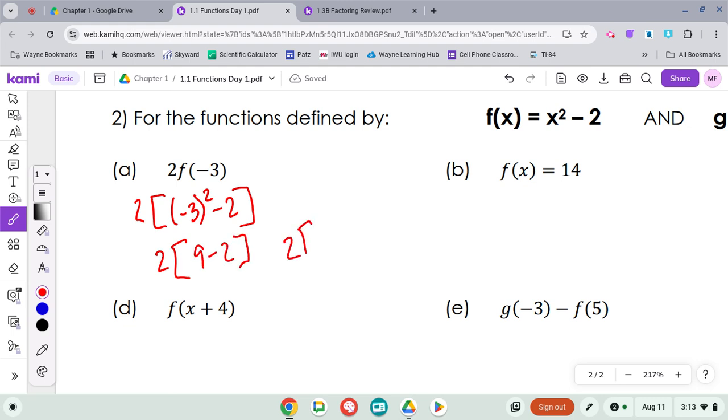And then we get 2 times that 7. And our final answer will be 14.